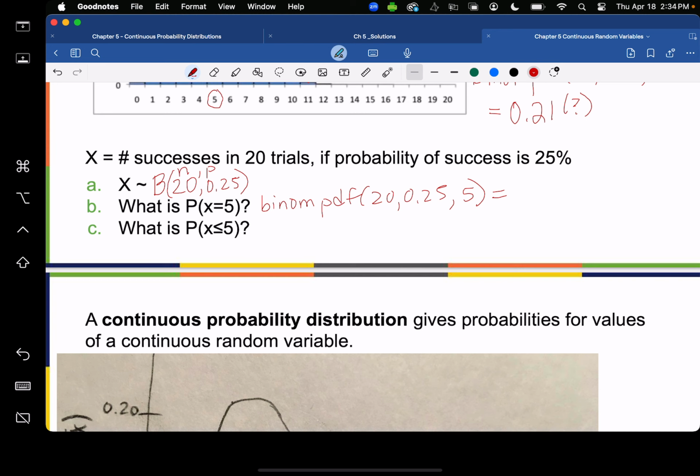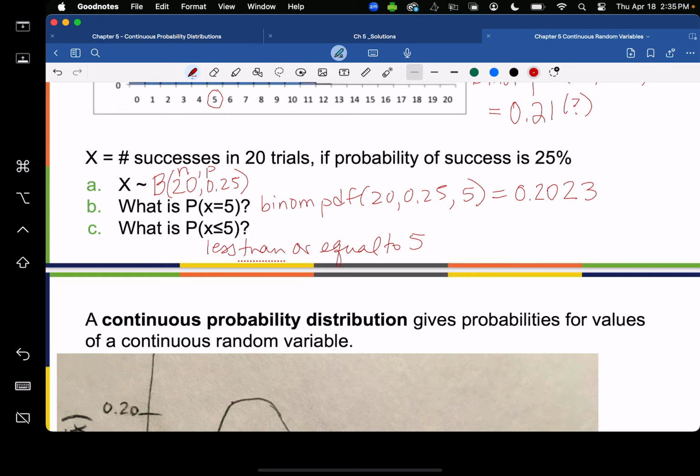Oh, it's 0.2023. So it's not even 0.21, but it is slightly bigger than 20%. And then what is the probability that X is less than or equal to 5?